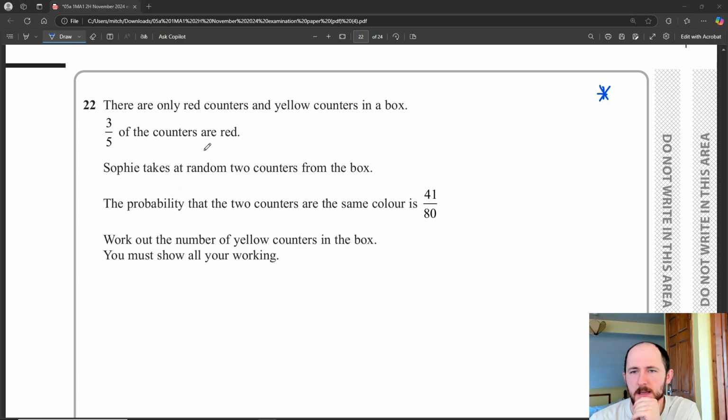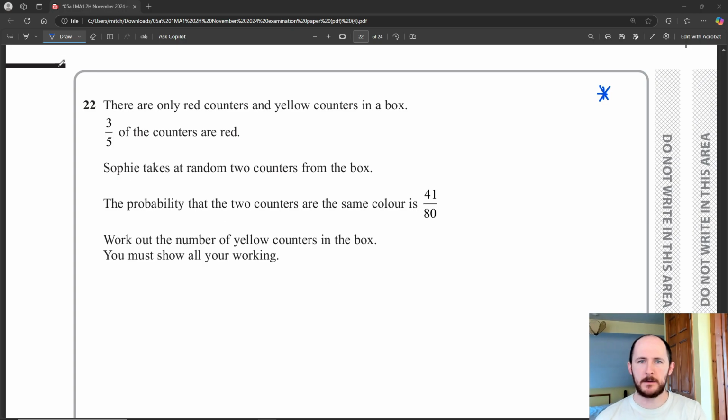Cool. Okay, so probability equations is a grade 9 topic, but again, I think it is something that a lot of students can get marks in, and it's not too bad. Because all you need to do is do the probability as if it had numbers, and then replace it with a letter. That's it. So there are only red and yellow counters in a box. 3/5 of the counters are red. Sophie takes at random 2 counters from the box. The probability that the counters are the same colour is 41 over 80. Work out the number of yellow counters.